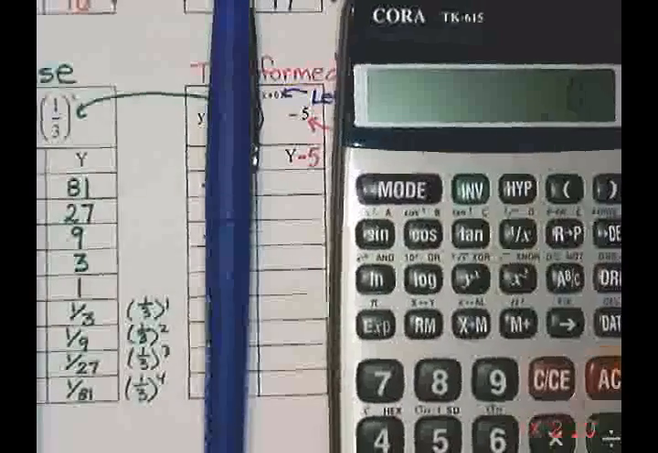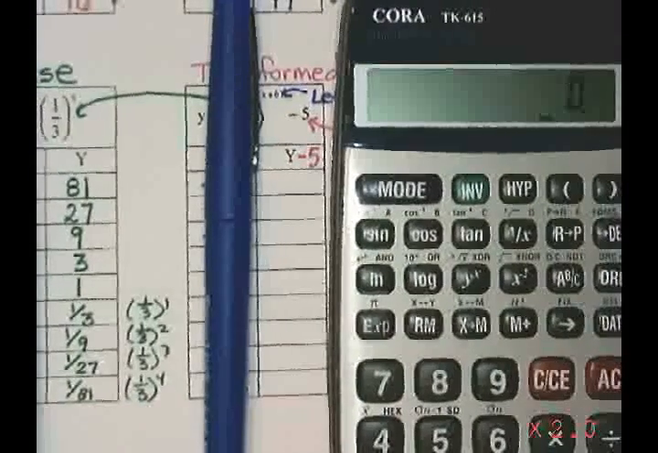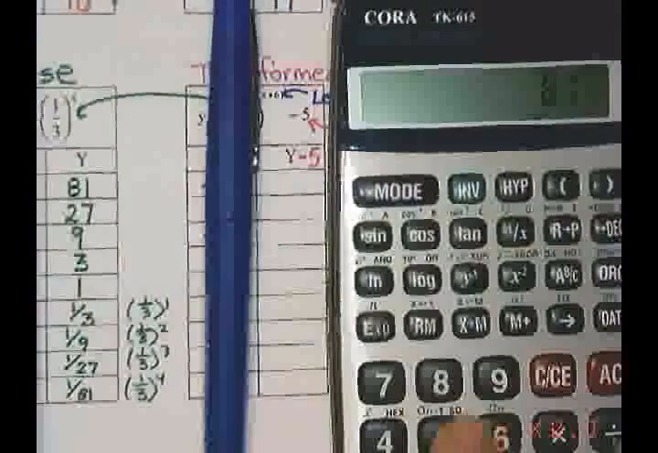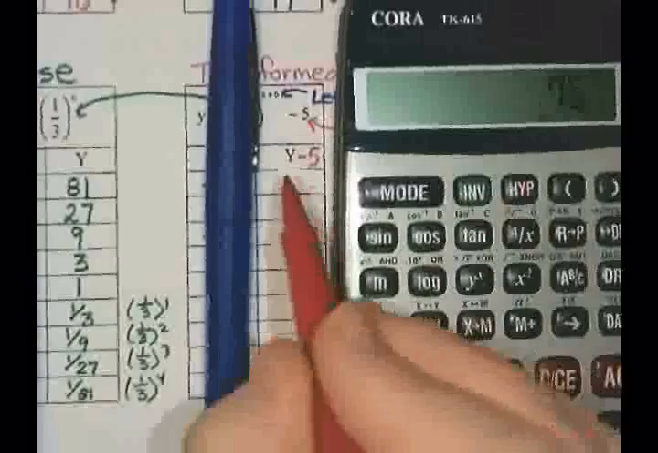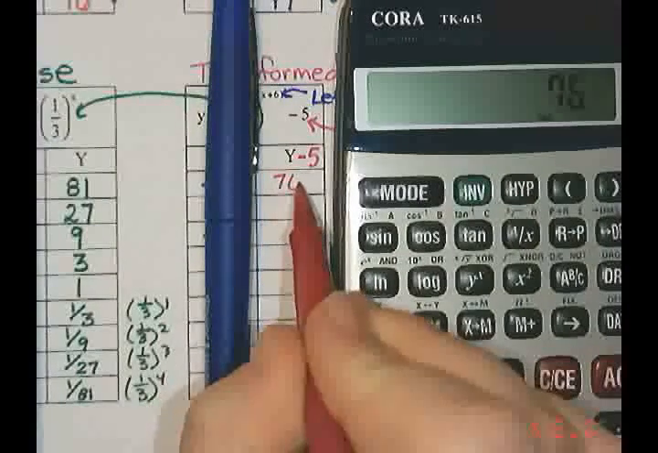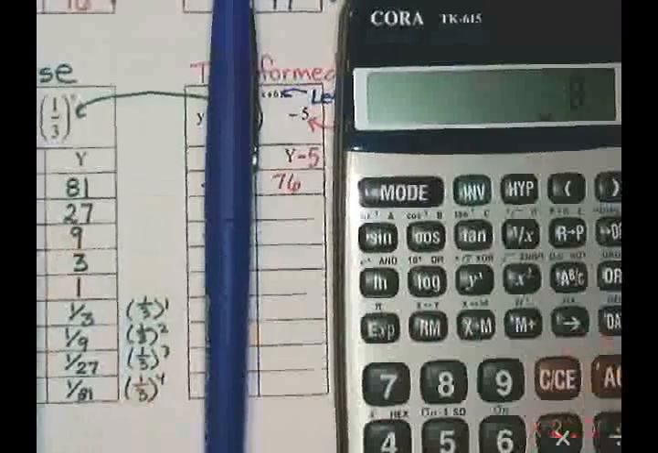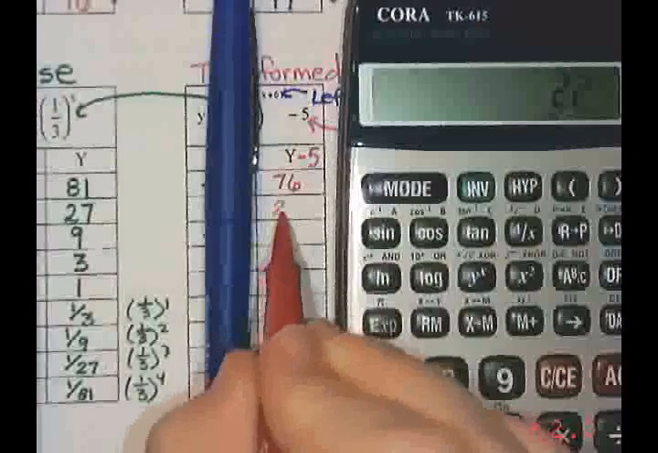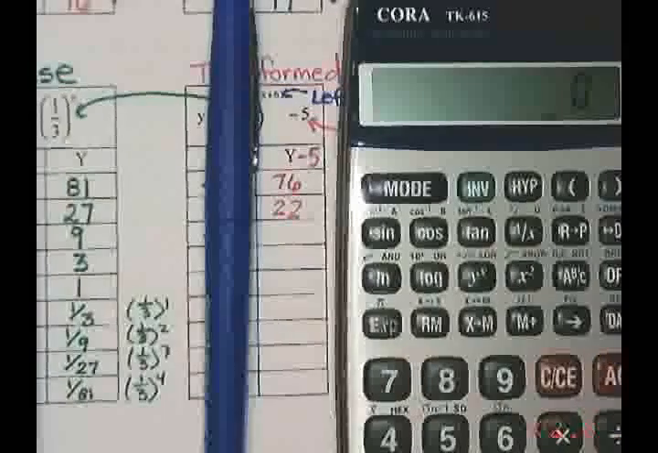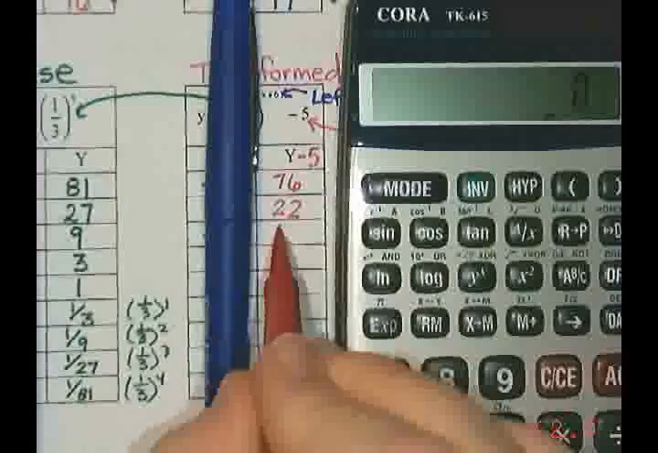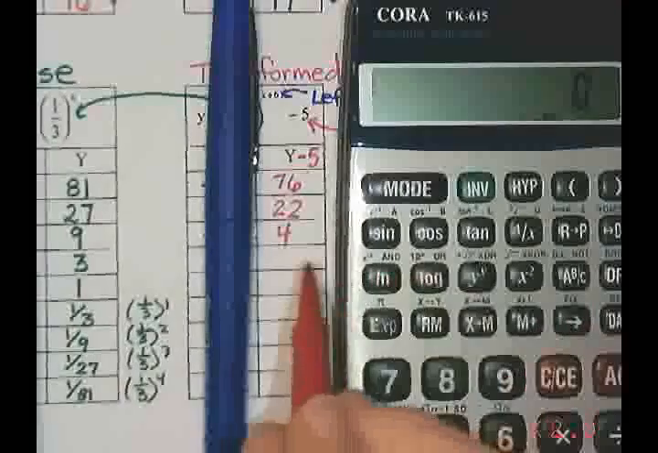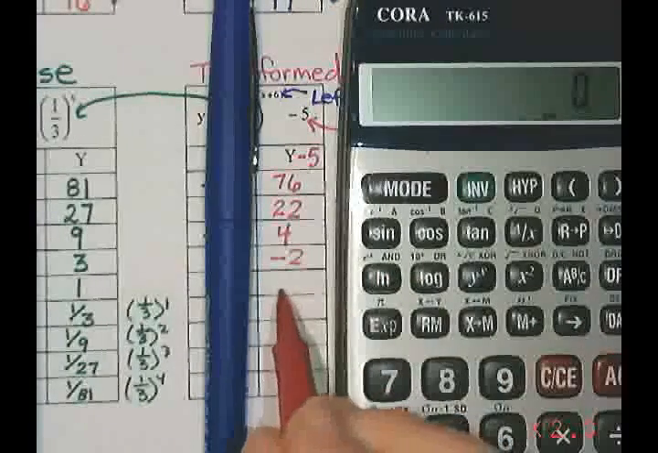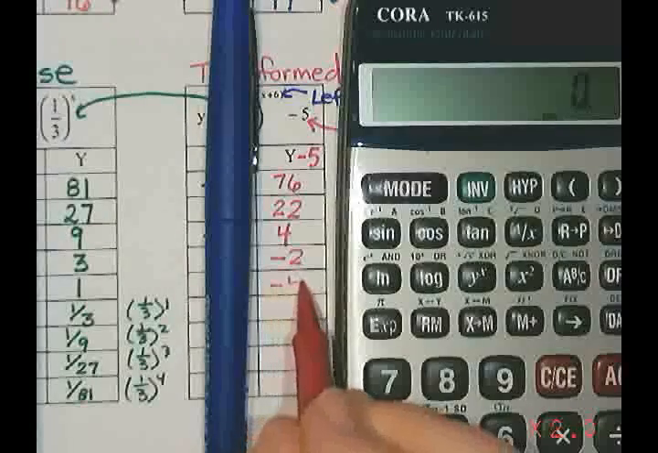So I'm going to take all of my y values and I'm going to subtract 5. I'm going to start at the top and do 81 take away 5, which is 76. And then 27 take away 5, which is 22. 9 take away 5 is 4. 3 take away 5 is negative 2. 1 take away 5 is negative 4.